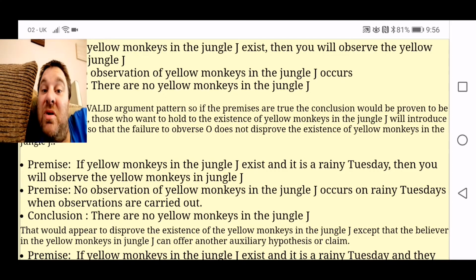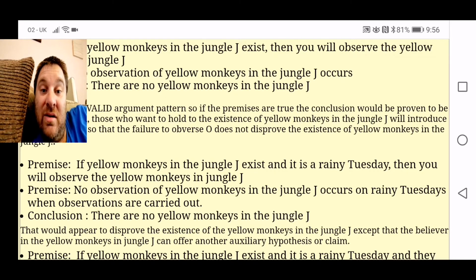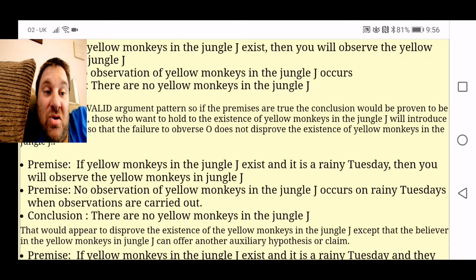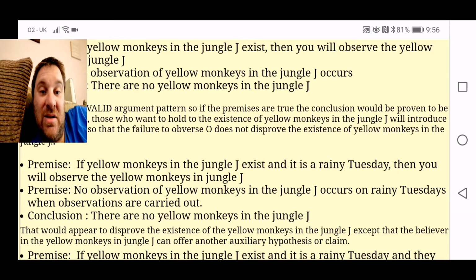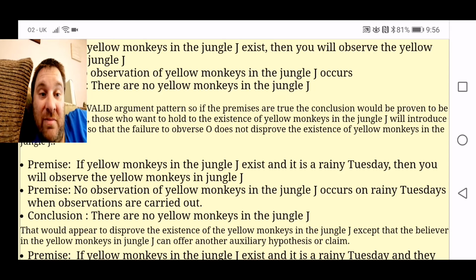The major premise: if yellow monkeys in Jungle J exist and it is a rainy Tuesday, then you will observe the yellow monkeys in Jungle J. Minor premise: no observation of yellow monkeys in Jungle J occurs on rainy Tuesdays when observations are carried out. Conclusion: there were no yellow monkeys in Jungle J.